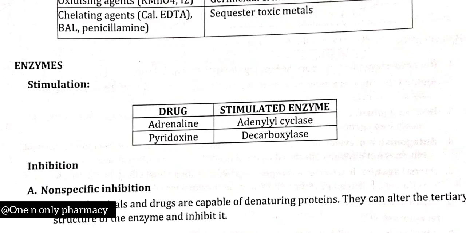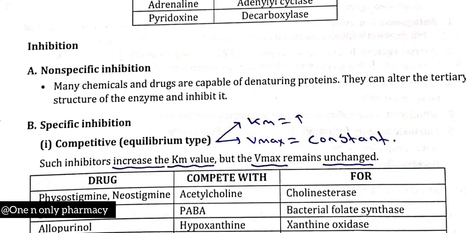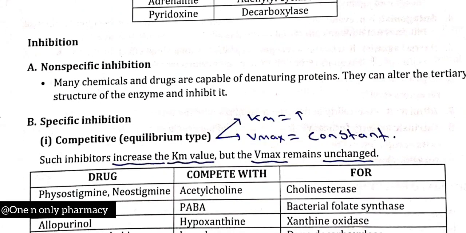Next, inhibition means enzyme inhibition. One drug inhibits some enzyme and produces its action, like that. Non-specific means not specific for a particular enzyme. Many chemicals and drugs are capable of denaturing proteins. They can alter the tertiary structure of the enzyme and inhibit it. It means some drugs act by denaturing proteins and producing their action. How do they produce the action? They change or alter the tertiary structure of the enzyme and inhibit it.